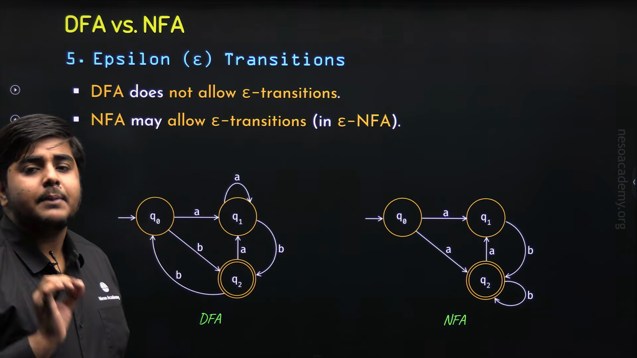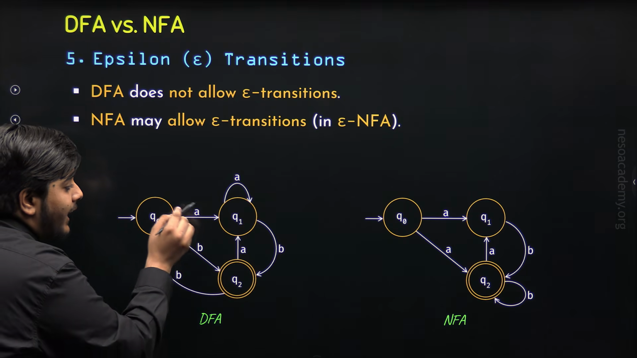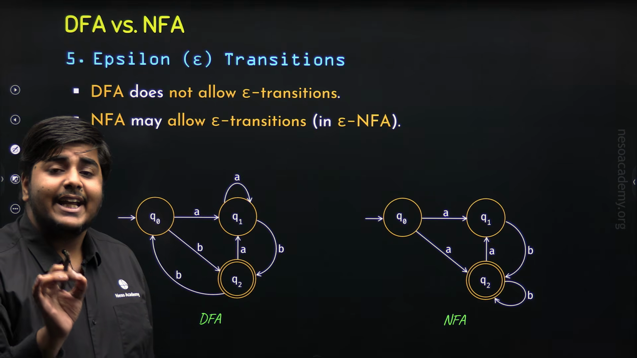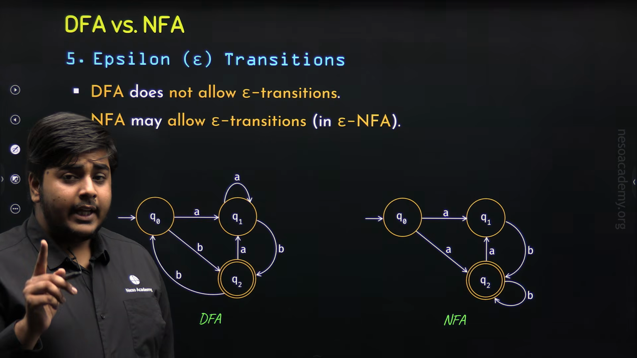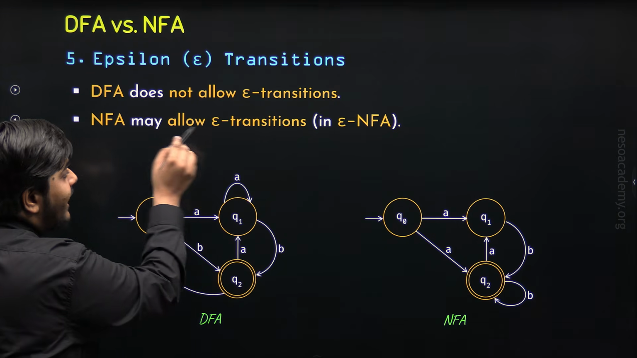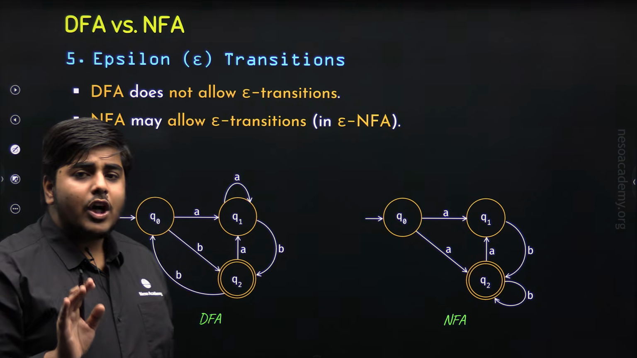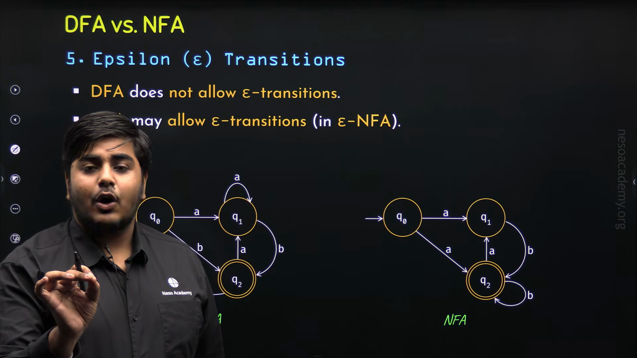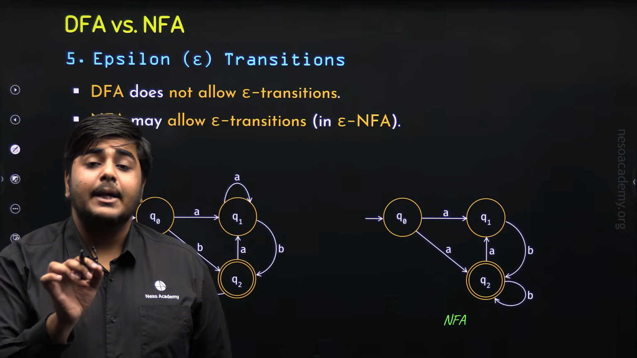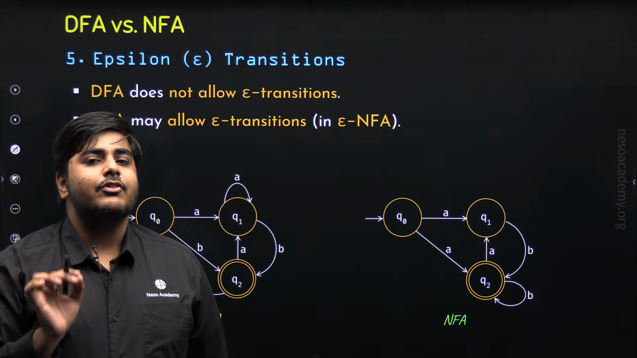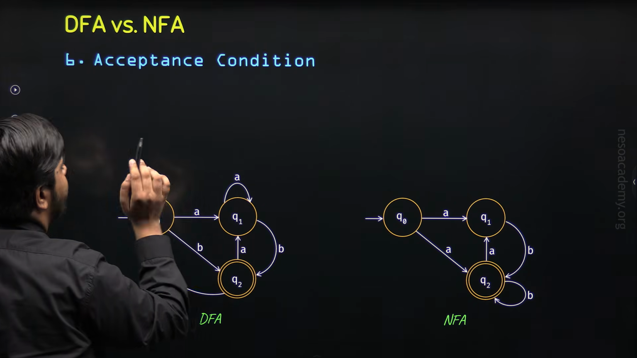So I have told you multiple times that in case of DFA, every transition should be triggered by an input symbol. There cannot be any epsilon transition or null move in a deterministic finite automata. In case of NFA, it may allow epsilon transitions, but only in the case of epsilon NFA. So the regular NFA does not allow epsilon transitions. But there is a special type of NFA called epsilon NFA, in which epsilon transitions are allowed.